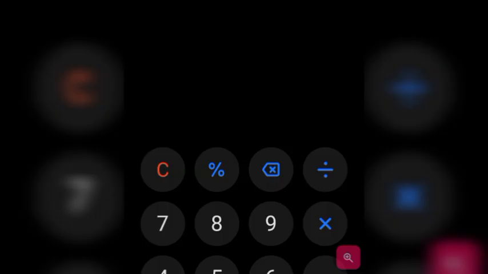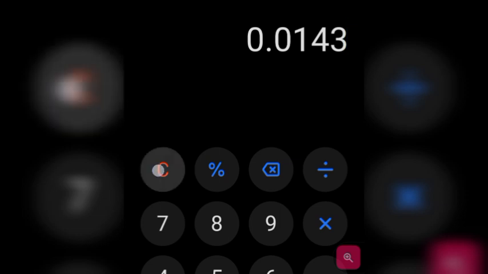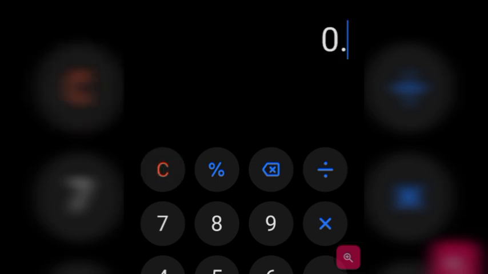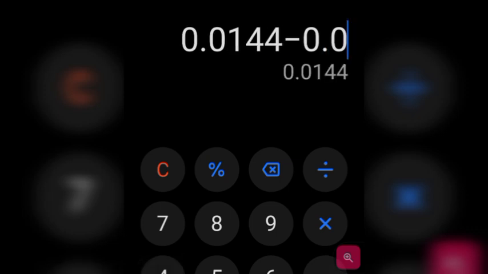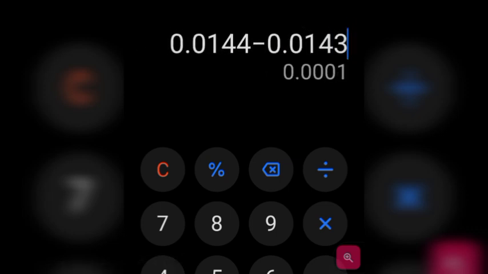So here in the calculator, we will calculate and see whether that's going to give us more profit or not. So that was 0.0143. Okay, don't forget it was 0.0144 for the profit. So that means we have three zeros and one, right? So if we remove that profit, let's do this together. That would be 0.0144 minus 0.0143. So we have this as the profit.